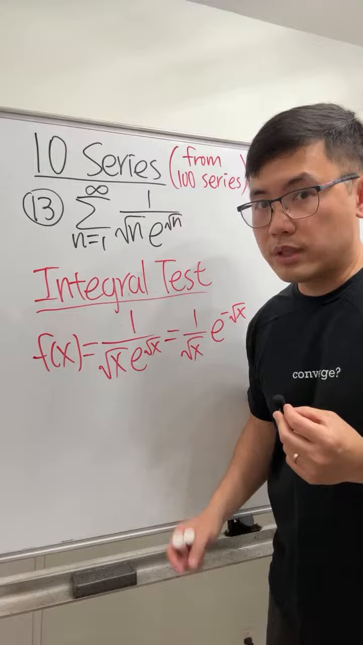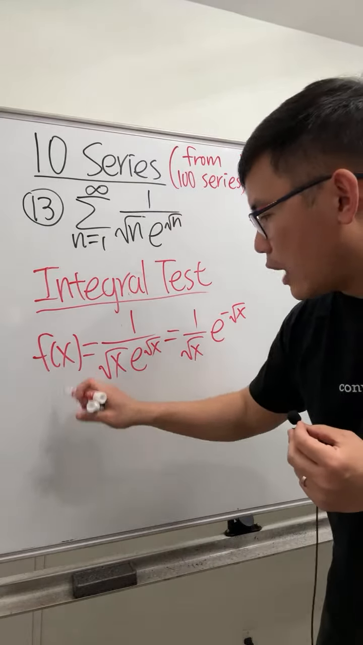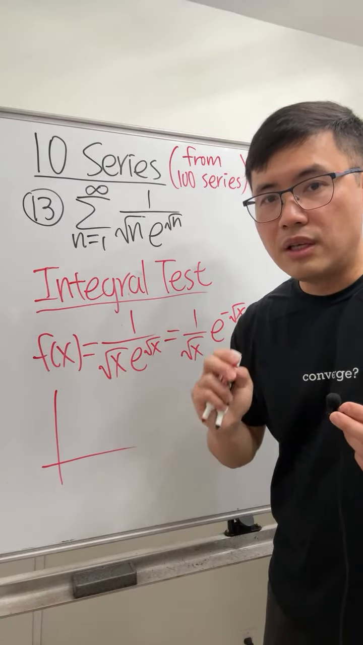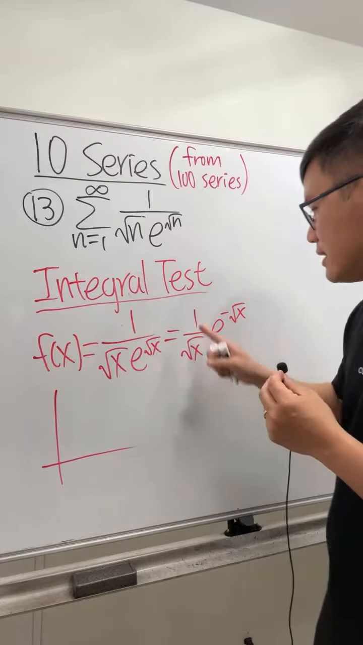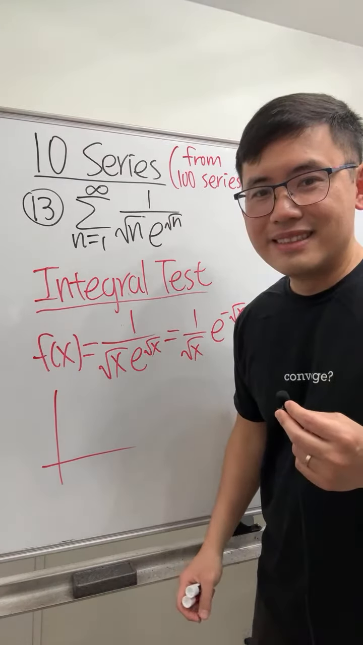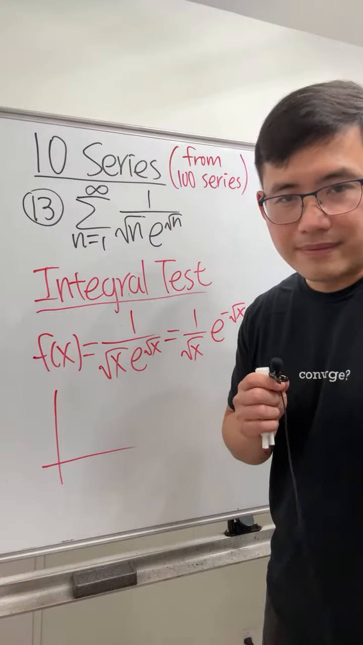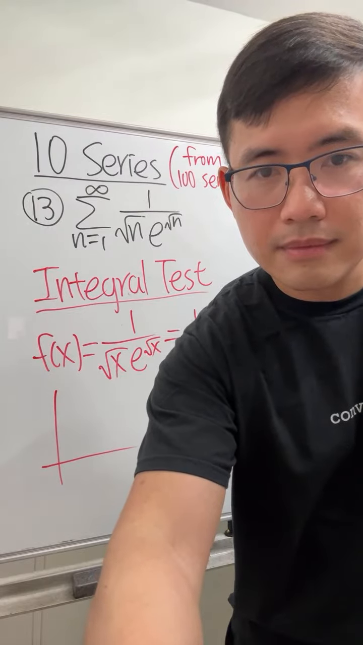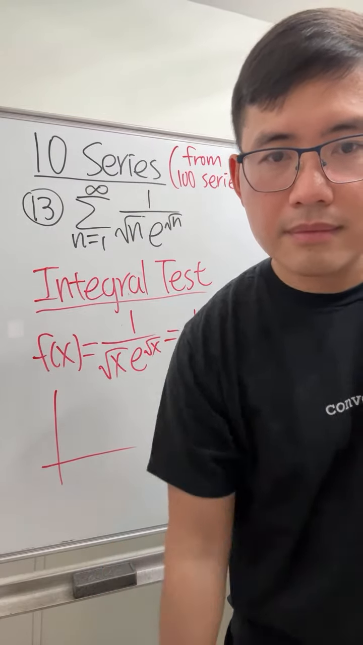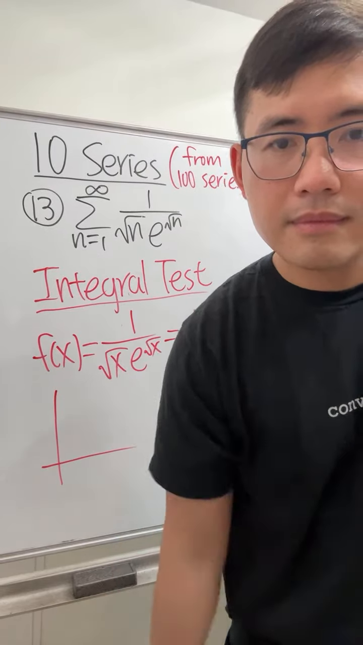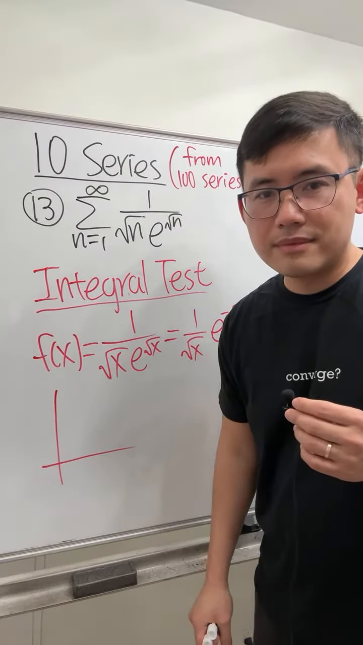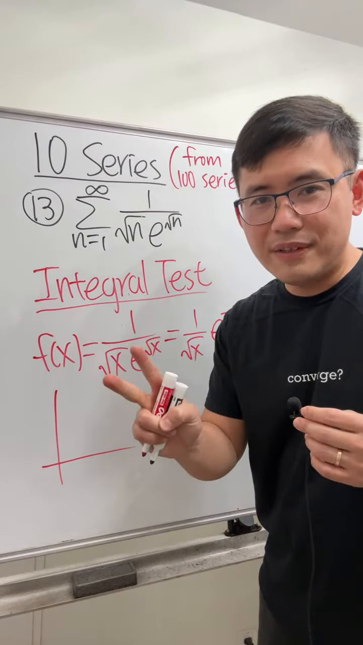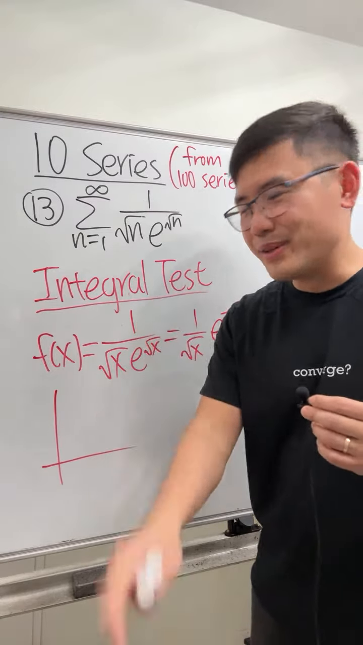But before we can integrate this, we have to also make sure that our function f, there are 3 conditions. What are the 3 conditions that we need in order for us to use the integral test, besides the fact that we can actually integrate this? Decreasing, positive, and one more, continuous, correct.